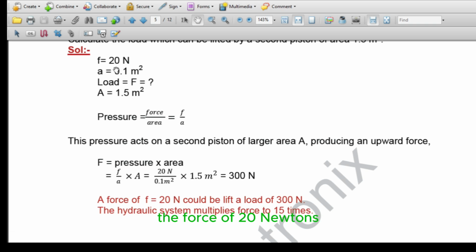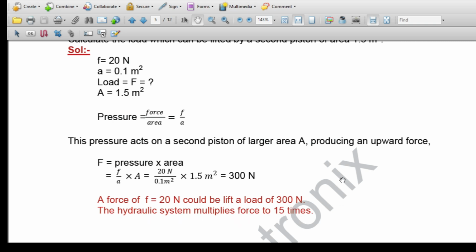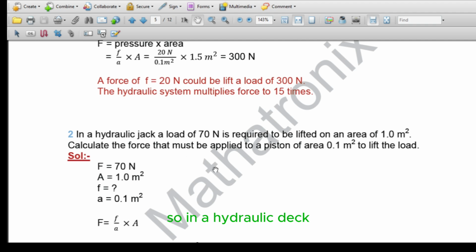A force of 20 Newton could be used to lift a weight of 300 Newton. The hydraulic system multiplies force many times. Here in this case it is 15 times. So in a hydraulic jack, a load of 70 Newton is required to be lifted on an area of 1 meter square.